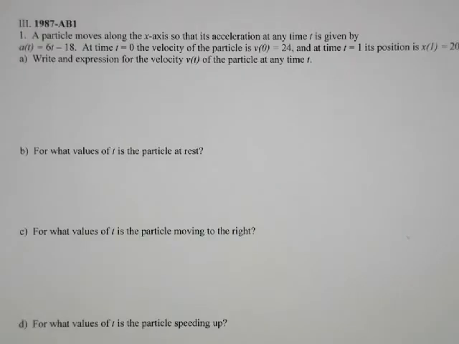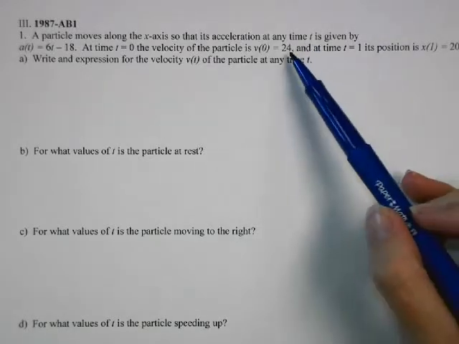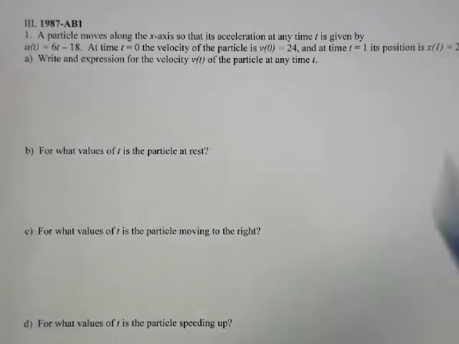All right, back before you were born in 1987, this was an AP problem. It says the particle moves along the x-axis so that its acceleration is 6t minus 18. At time 0, the velocity is 24. At time 1, its position is 20.